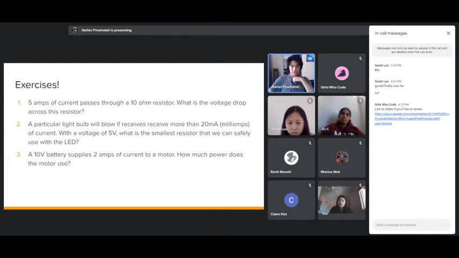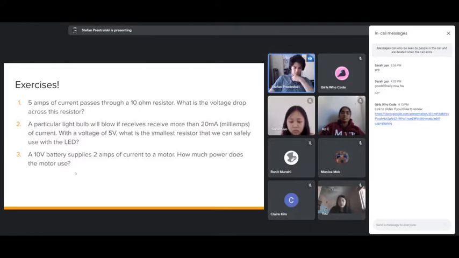All right, now we have a couple of exercises, and I'm going to give you guys a bit of time to work on these. So 5 amps of current passes through a 10 ohm resistor. So what would be the voltage drop across this resistor? Second question is, a particular light bulb will blow if it receives more than 20 milliamps of current, with a milliamp being 1,000th of an amp. With a voltage of 5 volts, what's the smallest resistor that we can use with the LED and not blow it out?